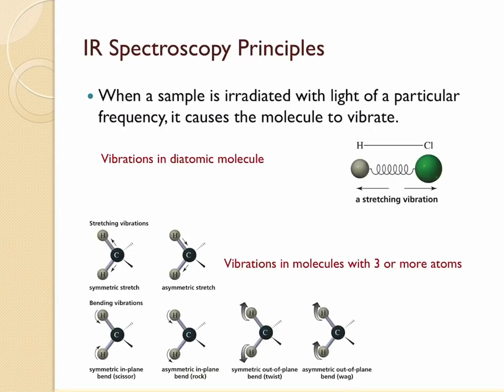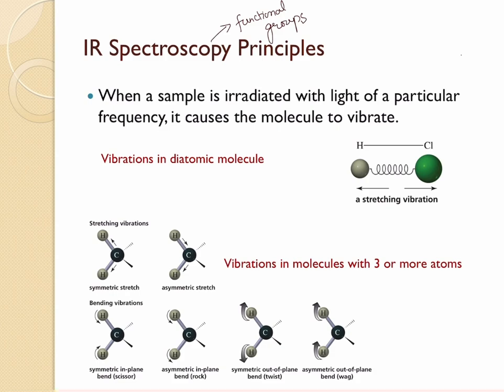IR spectroscopy works on the principle that when a sample is irradiated with light of a particular frequency, some of the energy from the light will be absorbed by the molecule and it causes the molecule to vibrate. The frequency of the light that will be absorbed depends on the type of bonds present in the molecule and will indicate the functional group present in the molecule. So basically with IR spectroscopy, we can find the functional groups.